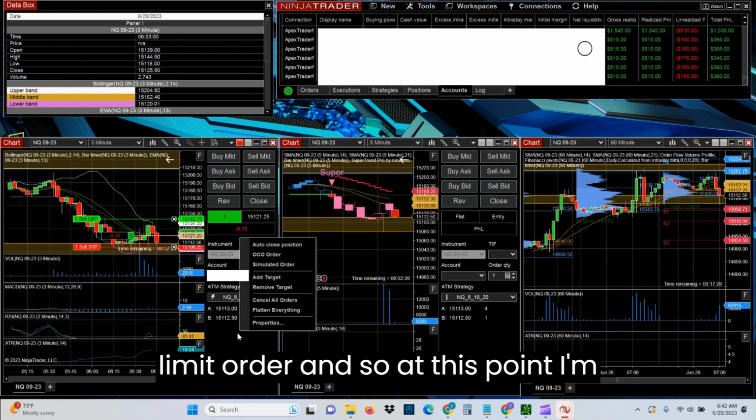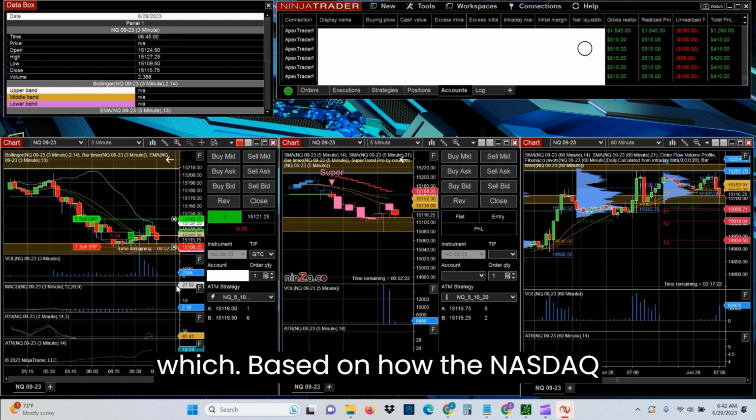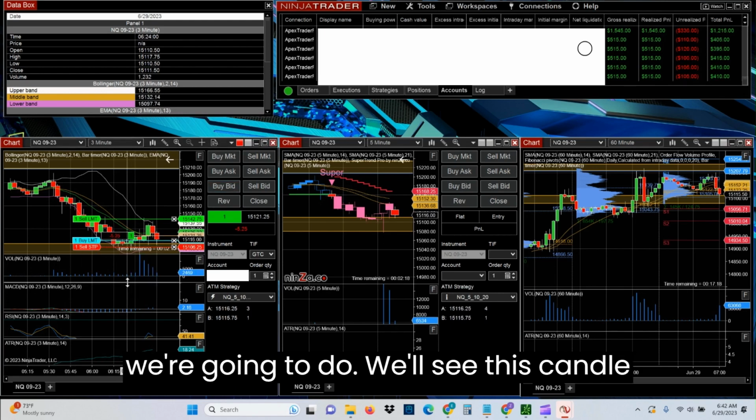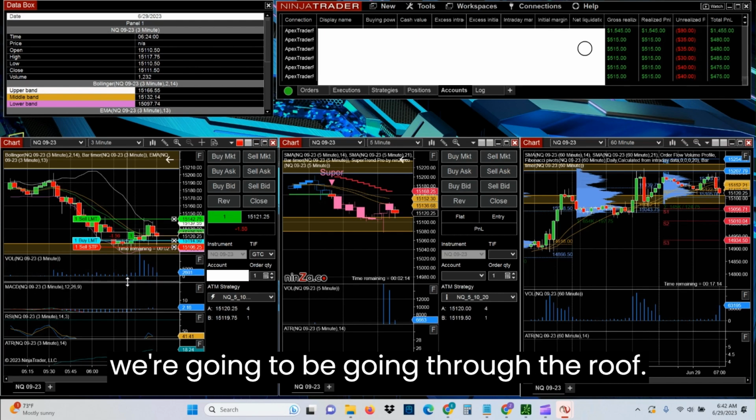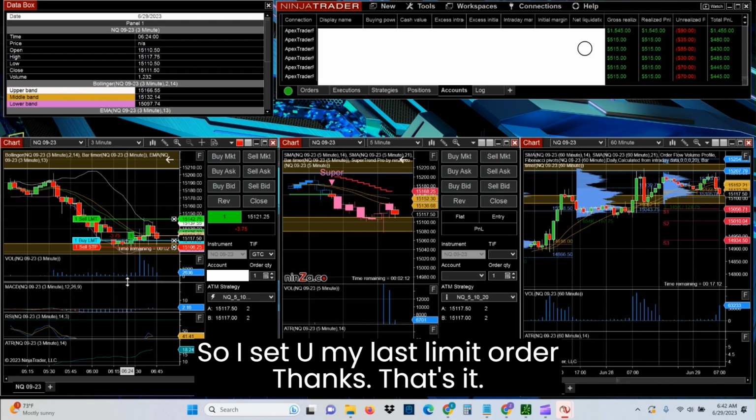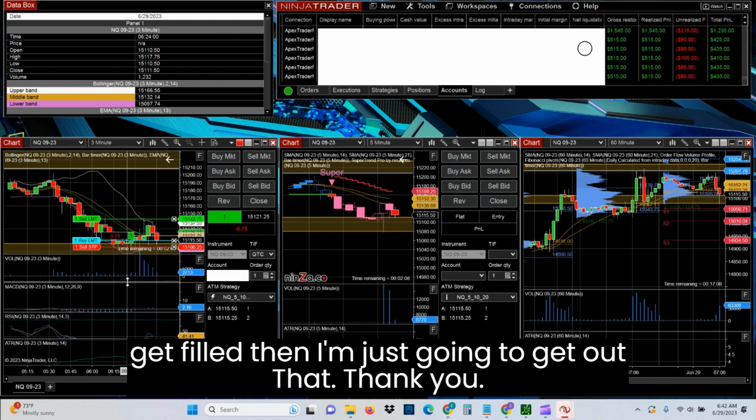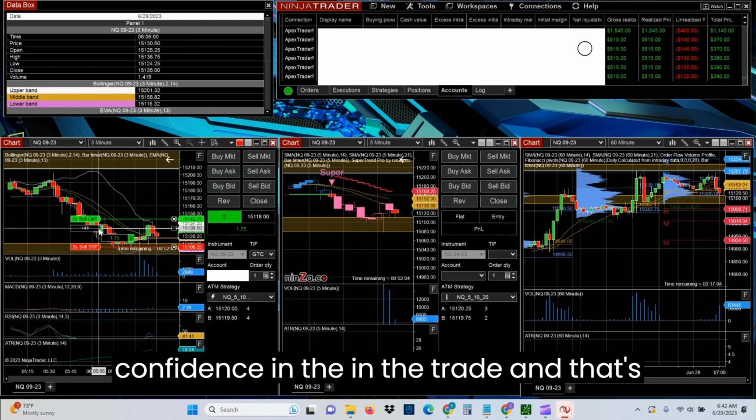So I set up another limit order, and so at this point, I'm just hoping that we get one last push up, which, based on how the NASDAQ usually behaves, it's probably something we're going to do. We'll see this candle turn green, but it doesn't mean that we're going to be going through the roof. So I set up my last limit order, and I'm hoping to get filled. If I don't get filled, then I'm just going to get out, because at this point I've lost all confidence in the trade. And that's it.